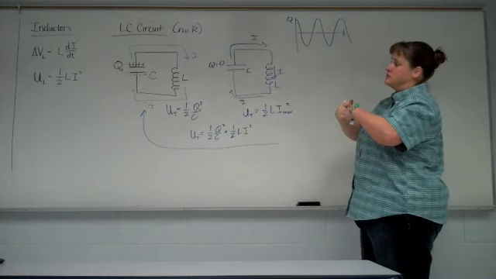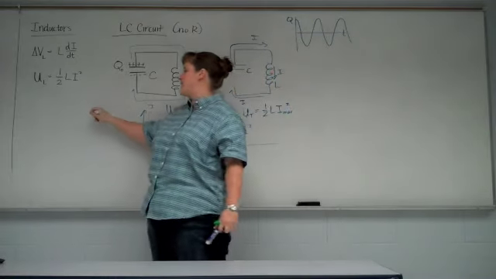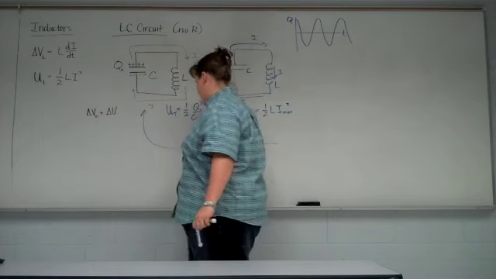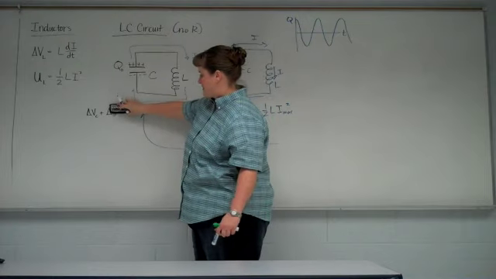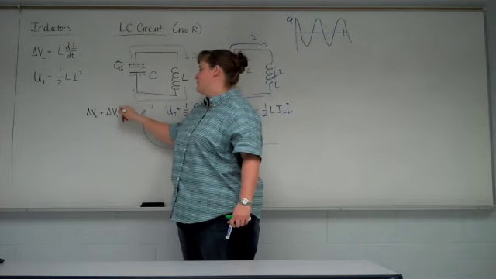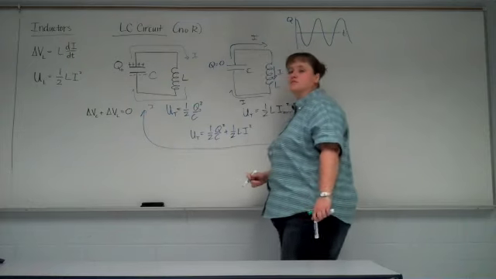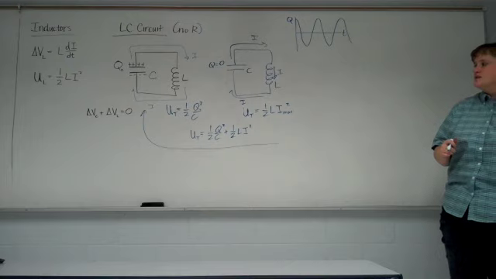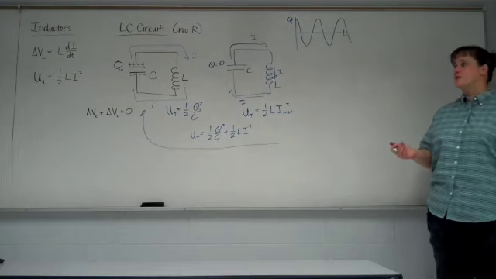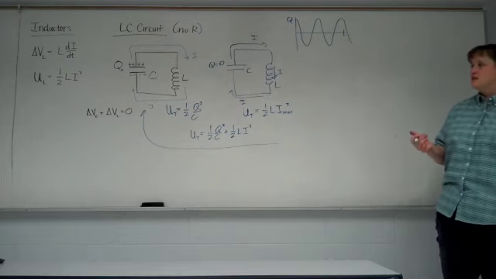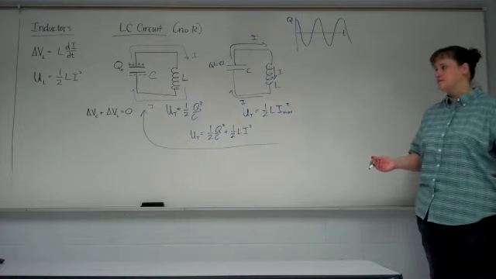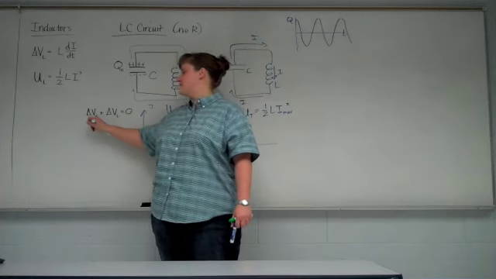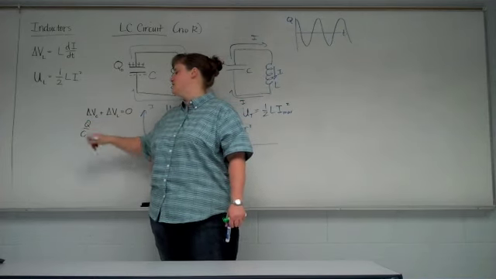Kirchhoff's loop rule. We know the voltage drop across the capacitor plus the voltage drop across the inductor, those have to add to be zero. There's only two elements in the circuit, so their voltage drops have to be zero. That means whatever voltage drop the capacitor has is equal to the voltage drop the inductor has, just opposite in polarity.